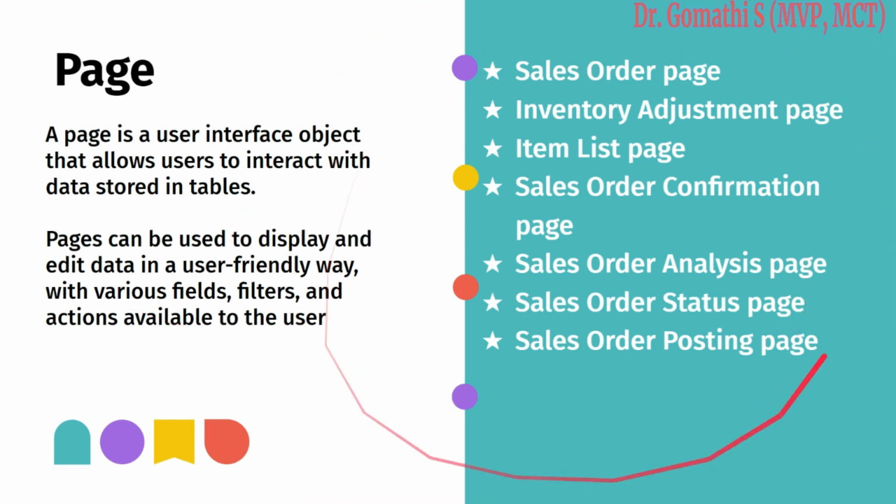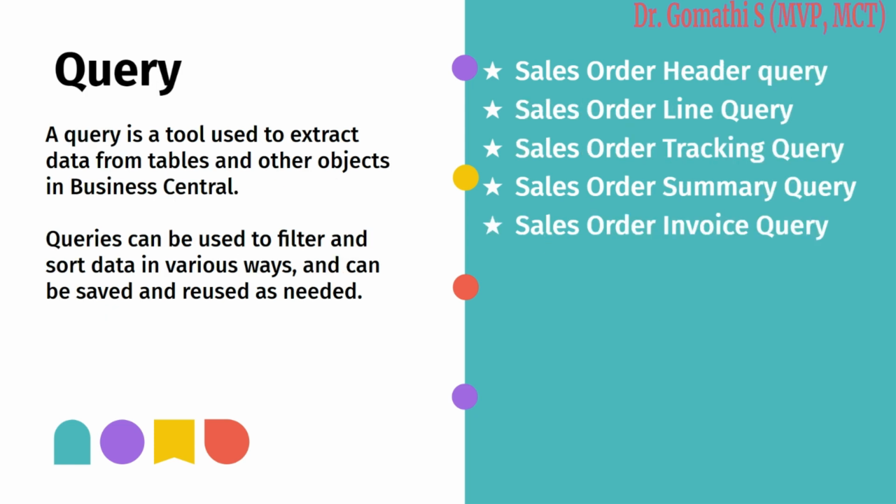And these are all the sample pages which you can create: a sales order page, inventory adjustment page, item list page, sales order confirmation page. So this will be like a confirmation page, sales order analysis page, sales order status page, sales order posting page. If you want to add more, please add more. If you feel like you want only a few pages, you can just reduce the pages and keep whatever you want.